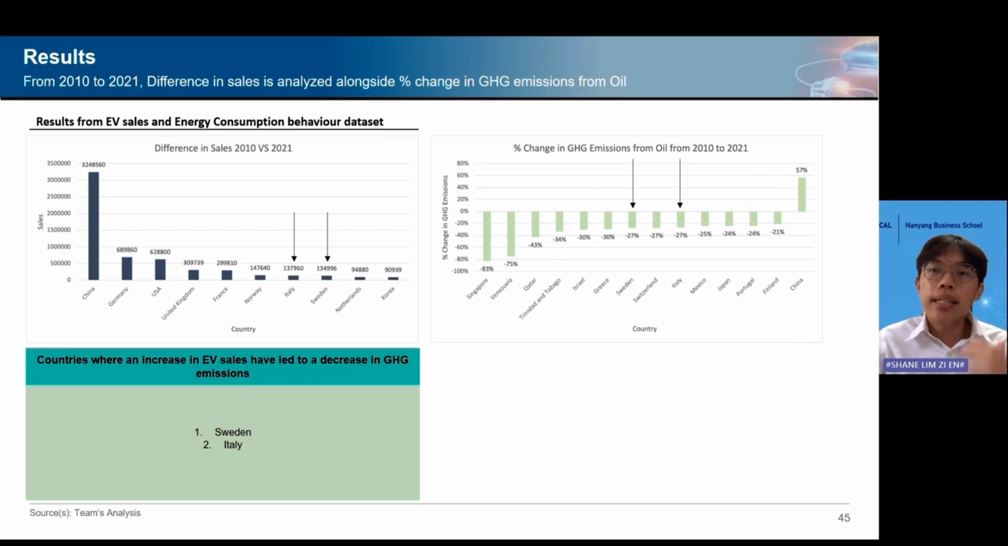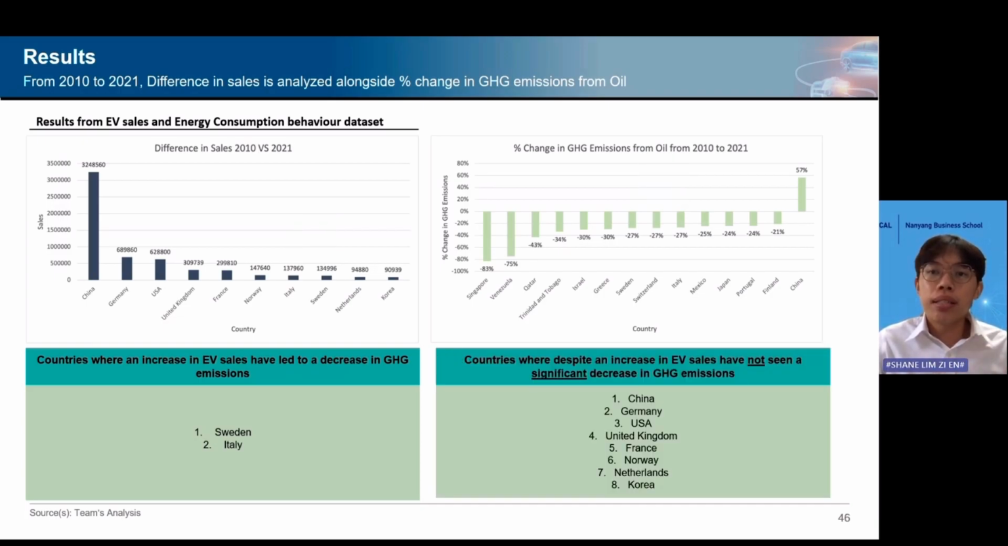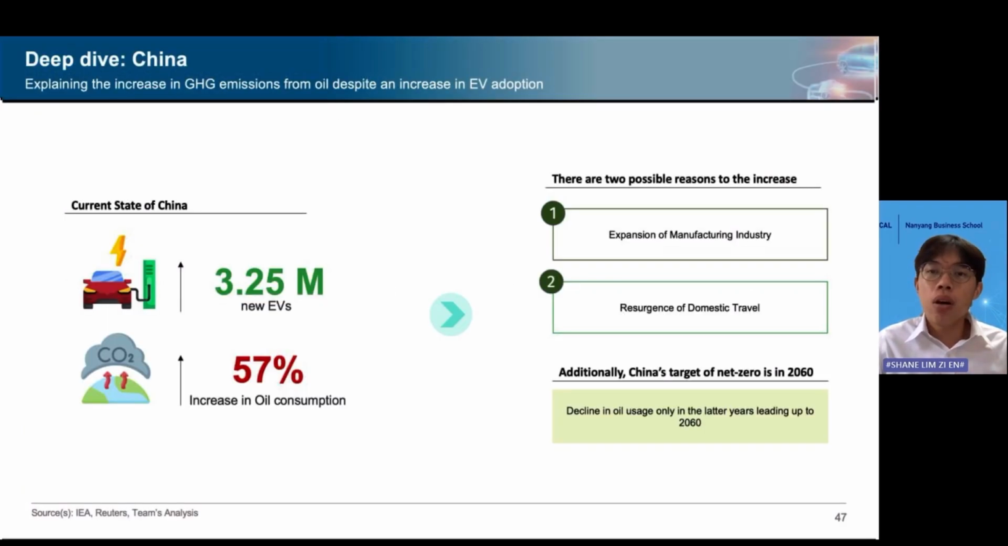Hence, this shows that an increase in EV adoption does lead to a decrease in oil consumption and a decrease in CO2 emissions. However, there are many countries that do not appear in the top 10, for example, China, Germany, and the USA, of which we will be diving into China given that it is one of the largest emitters of CO2. China is a unique case because despite a substantial increase in EV adoption of 3.25 million, oil consumption increased by 57%. There are two possible reasons for this.